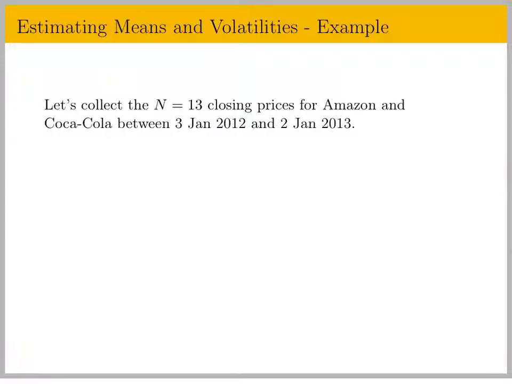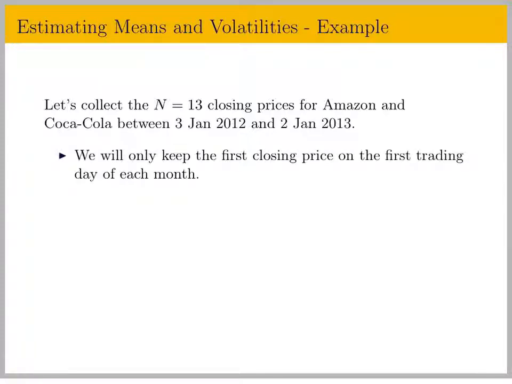So as an example, let's collect 13 closing prices for Amazon and Coca-Cola between January 3rd, 2012 and January 2nd, 2013. We're only going to keep the first closing price from the first trading day of each month. You could actually pick any other day. You could pick the second trading day of each month or the third or the last trading day. You just need to be consistent.